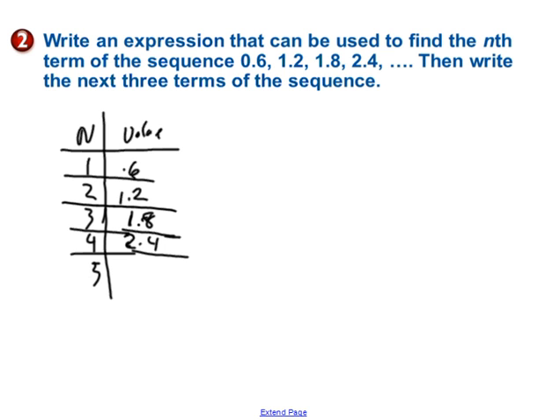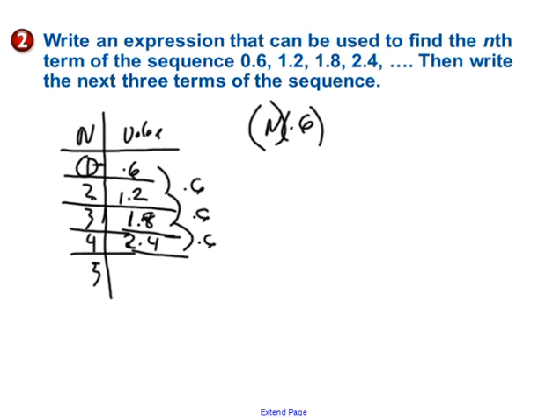All right, I want to look for the common difference here. The difference between here and here is 0.6. It increased by 0.6. The difference from here to here is again 0.6, and 0.6. So each time it goes up by 0.6. I also want to look at the relationship between the term, which is these numbers, and the value. It looks to me like if I took the term, the number n, times 0.6, that would give me the value.